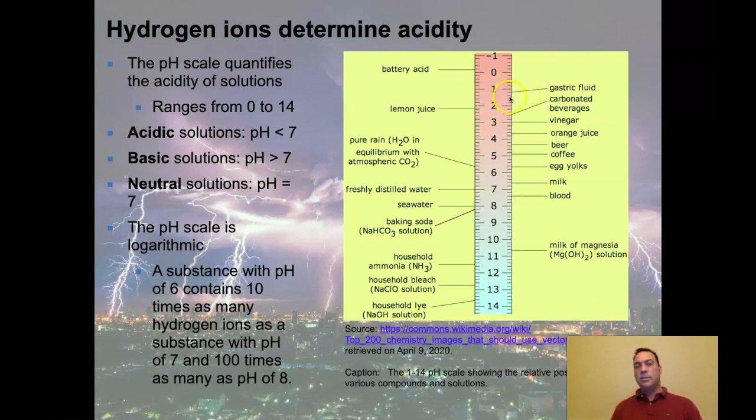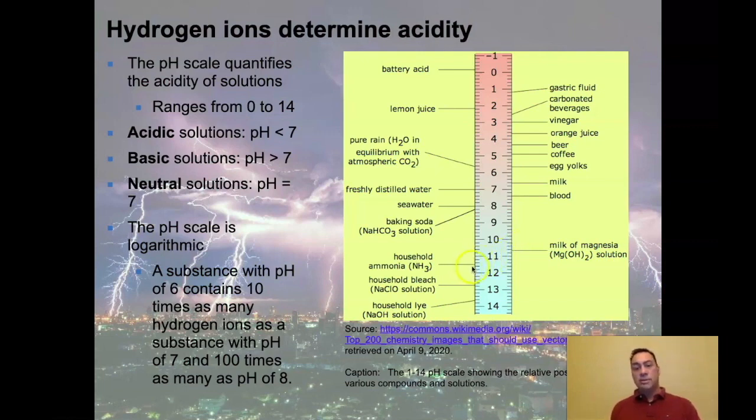Gastric fluid, this is the hydrochloric acid in your stomach. It breaks down tissues, and it breaks down things that you eat, but it's extremely reactive stuff. Now you can go the other way. Seawater, typical seawater is a little over 8. Baking soda solution is a little over 8, about 8.2. Milk of magnesia, this is stuff you take to settle your stomach. This is a pH of about 10.5.